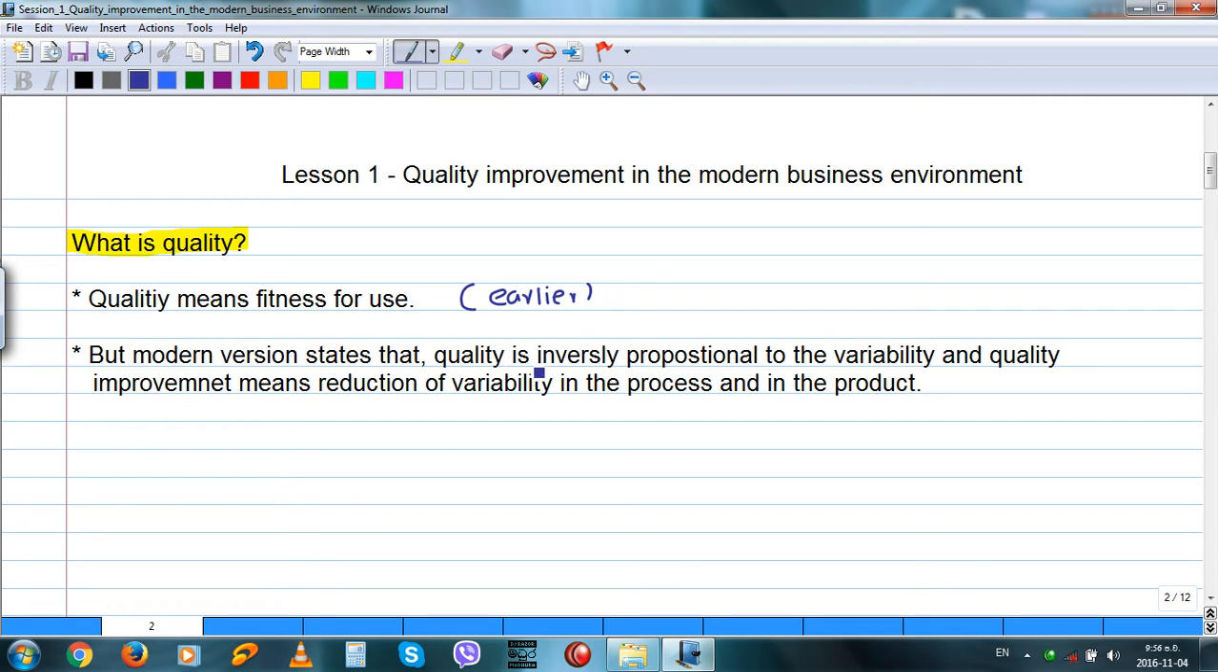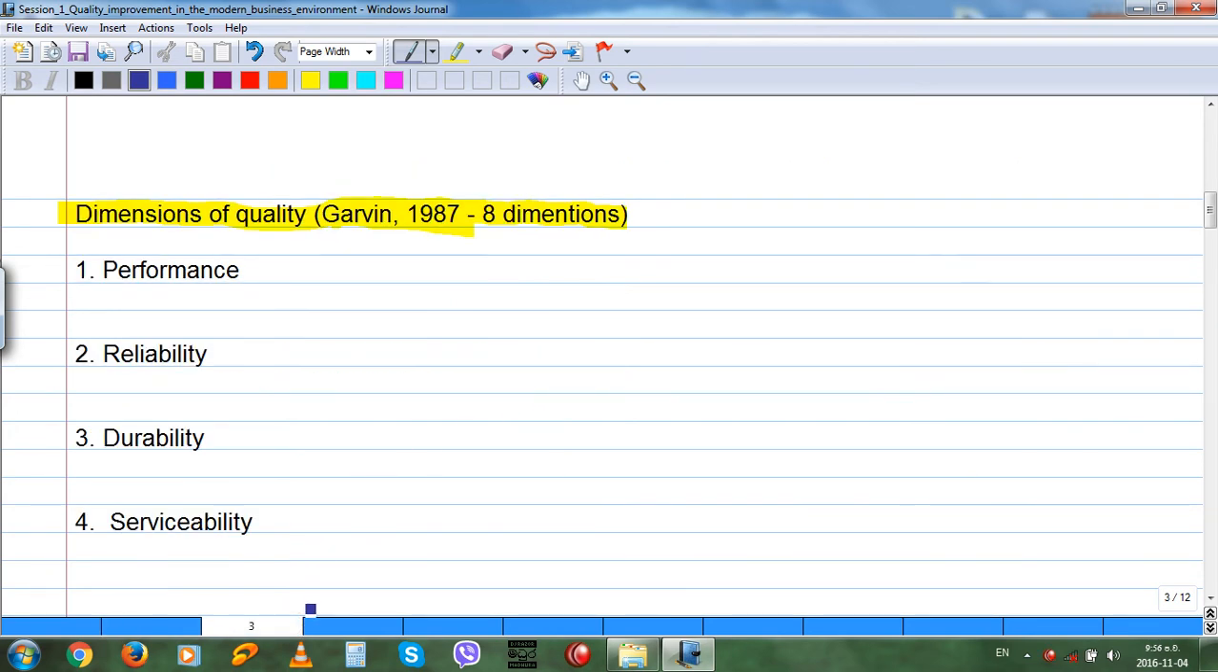Inversely proportional means if we have 2 quantities, if one quantity is increased, the other one is decreased. So quality means if we reduce the variability, then quality is improved. So we can say quality improvement means reduction of variability in the process and in the product. That is the modern definition for quality and quality improvement.